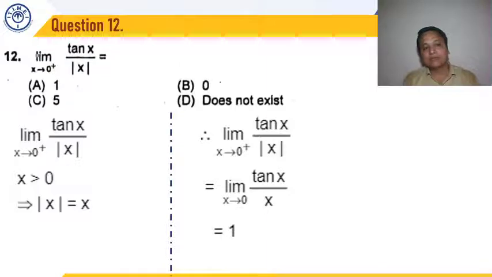Now since x is approaching from the right hand side, the positive side, when we put a positive value of x, mod x will give us x. So our whole expression reduces to tan x upon x when x tends to 0 from the right hand side. And tan x upon x, by the formula we know, has value 1. So the value of the limit of tan x upon mod x as x tends to 0 from the right hand side is 1.